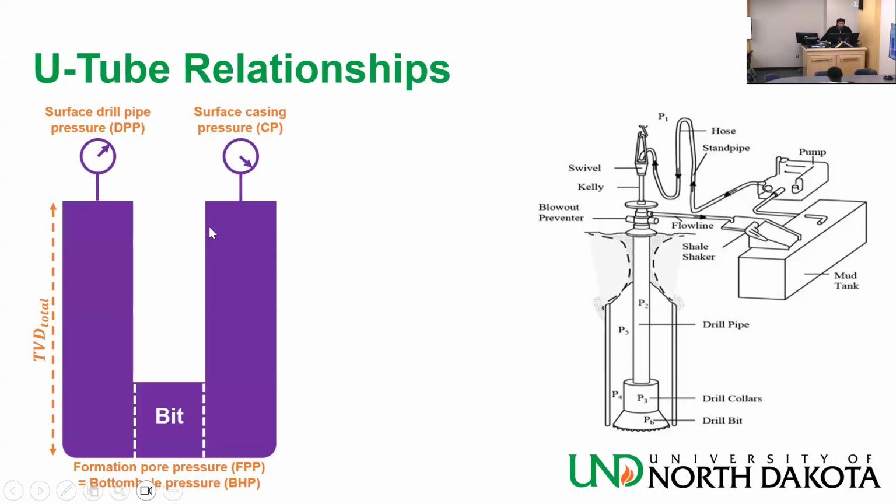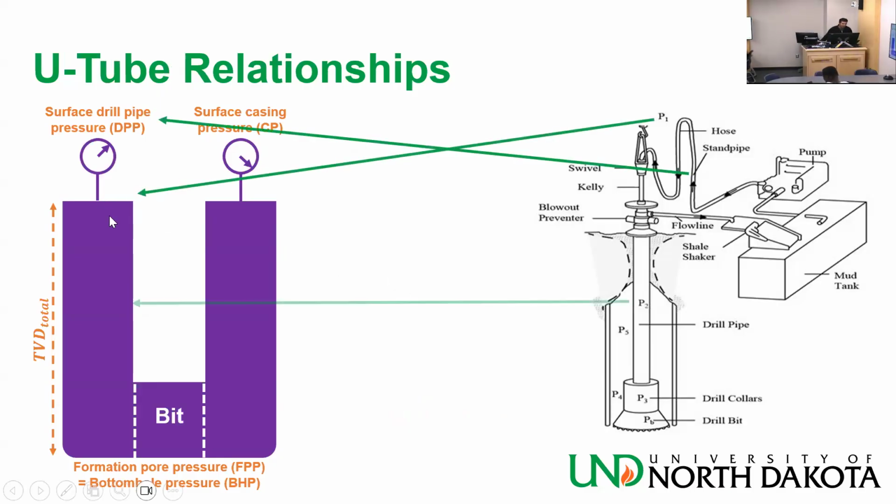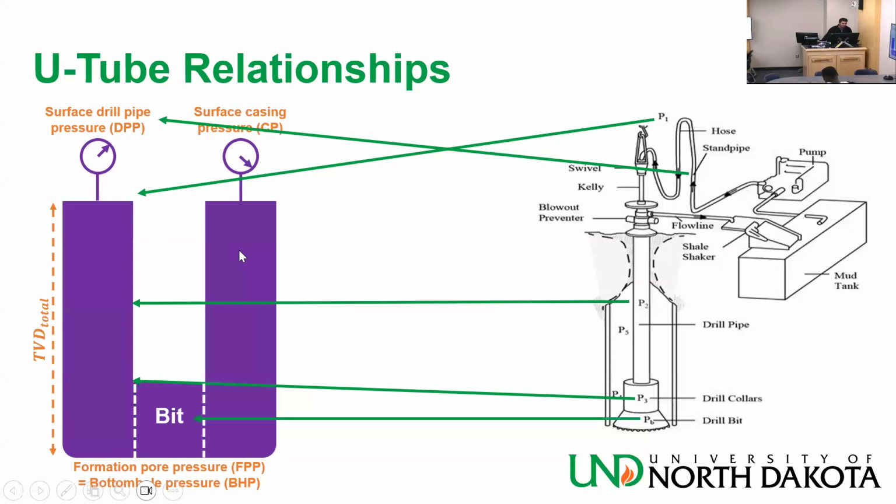Now, we related everything to the U-tube model. We said that the U-tube model is always valid. Even now that you have frictional losses, you can still use the U-tube model the same way. It's just adding the pressures on every leg. And if you are in a balanced condition, BHP must be equal to FPP. That's it.